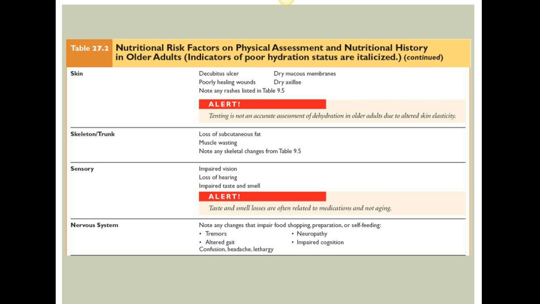Be aware that taste and smell losses are often related to medications and not aging, and also note any changes with the nervous system, specifically those that impair the ability to prepare food, shopping, preparation, and self-feeding. Examples would be tremors, altered gait, confusion, neuropathies, and impaired cognition.